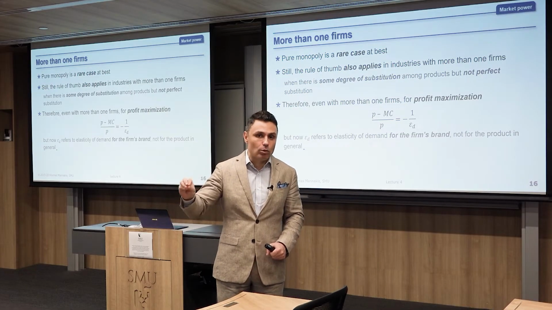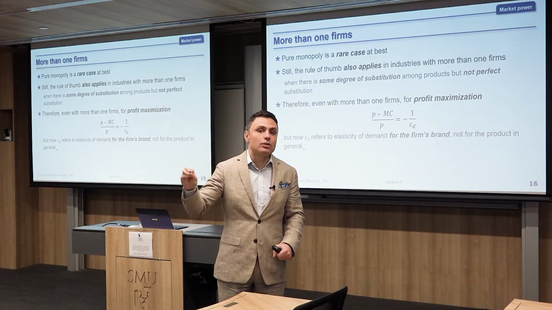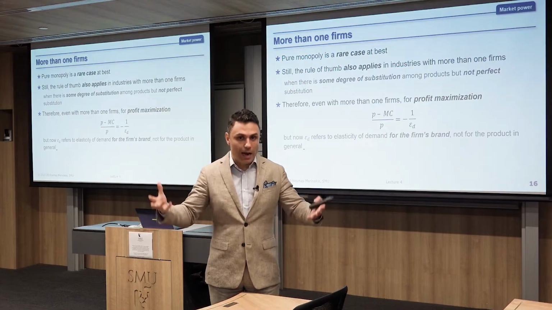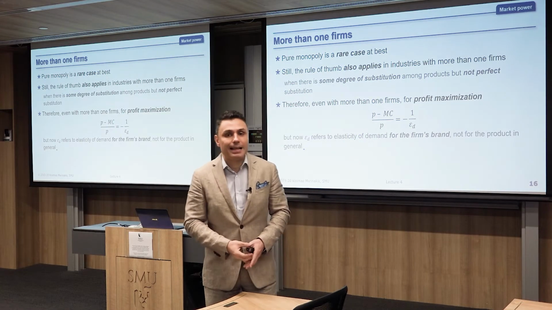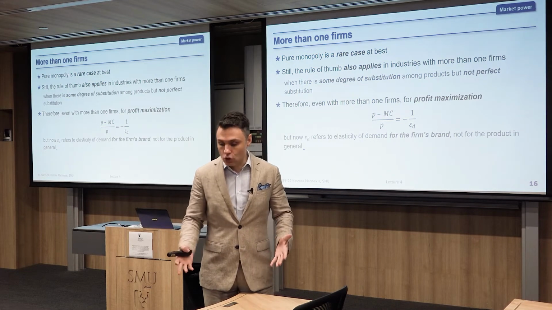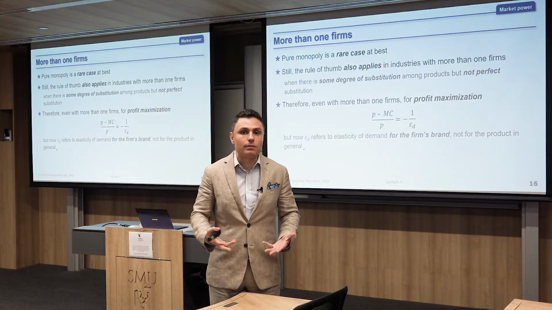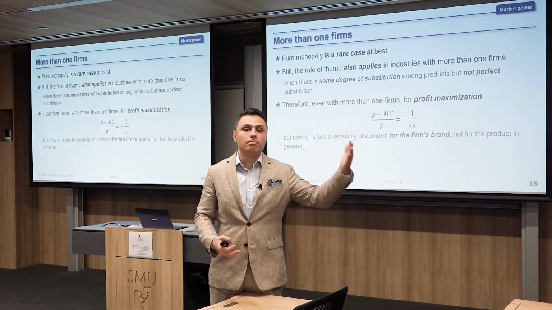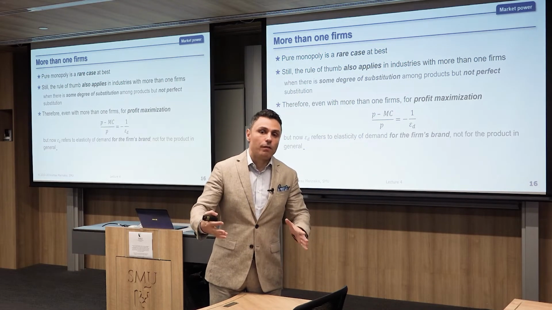So this is the particular elasticity for that brand, not the price elasticity of demand for the entire range of products there. For example, the price elasticity of demand for cars is different from the elasticity of demand for Toyota cars or Mercedes cars. The brand has a different elasticity from the category of products in general.